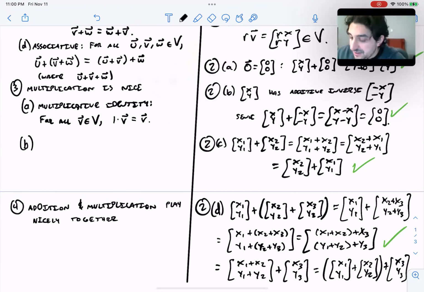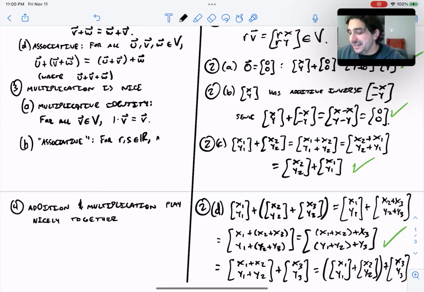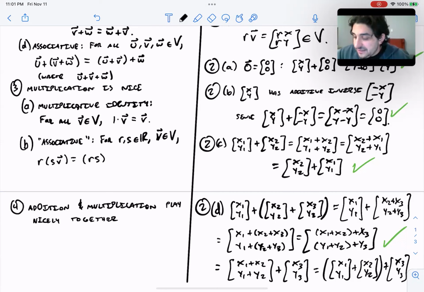While we're over here, let's also say associativity of multiplication. I put it in quotes because for a little technicality, it's not quite perfectly an associative law. So you want for all R and S, all real numbers R and S, and for all vectors v, we want R times (S v) to be (RS) v.